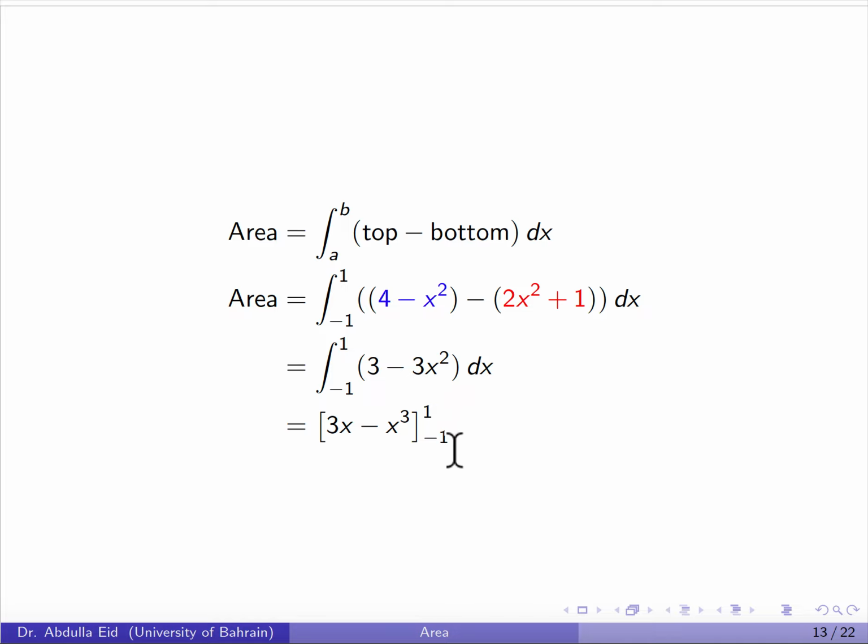Finally, we substitute 1 and then we substitute -1. The answer would be 4. That's what we get in this example here.